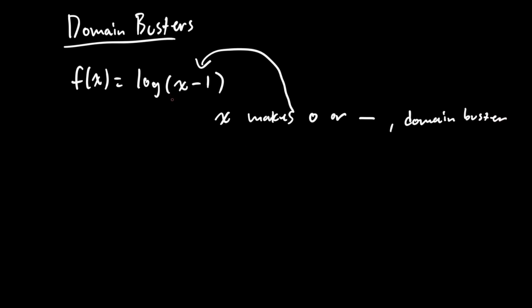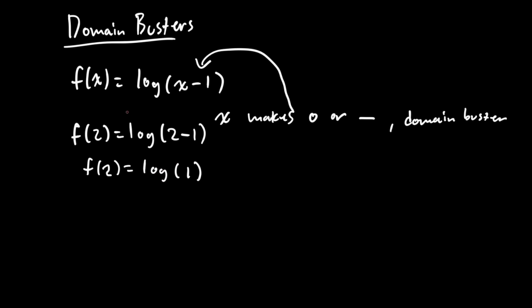Now, what numbers could that be? Let's say you were to plug in the number 2. So you have f of 2 equals log of 2 minus 1, and you'll get f of 2 equals log of 1. And now you can take the log of 1. Now let's say you plugged in 1 instead of 2. You have f of 1 equals log of 1 minus 1, which is the same as the log of 0, which is undefined. You can't take that.